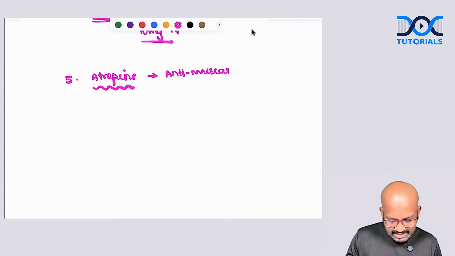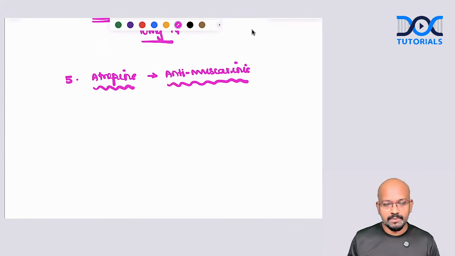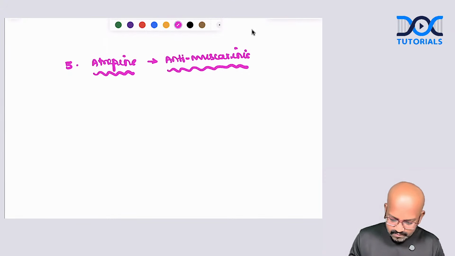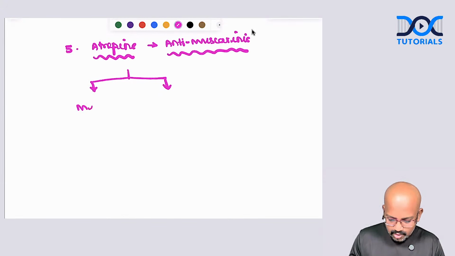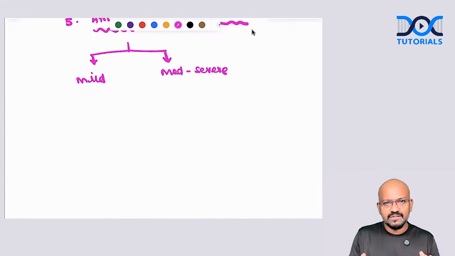Always call this drug an anti-muscarinic drug, because there is a more specific nomenclature, my dears. This atropine, how do we administer it, guys? We have to administer it both for mild OP poisoning and also for moderate to severe OPC poisoning. What exactly is this classification, guys? Mild, and moderate or severe. Be it any kind of OPC poisoning, the first treatment of choice is going to be atropine.